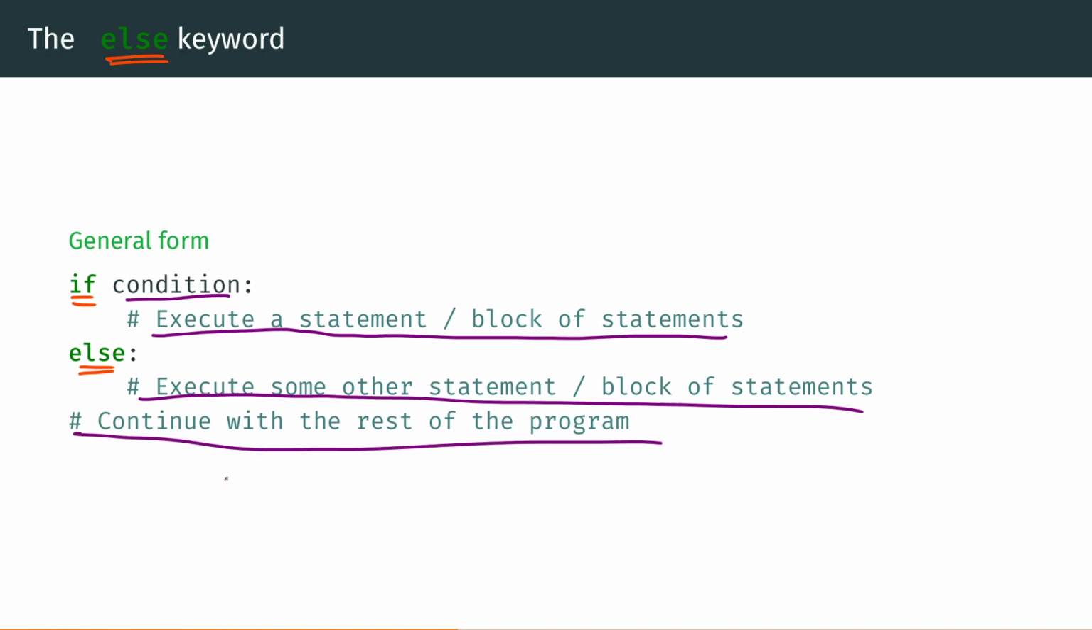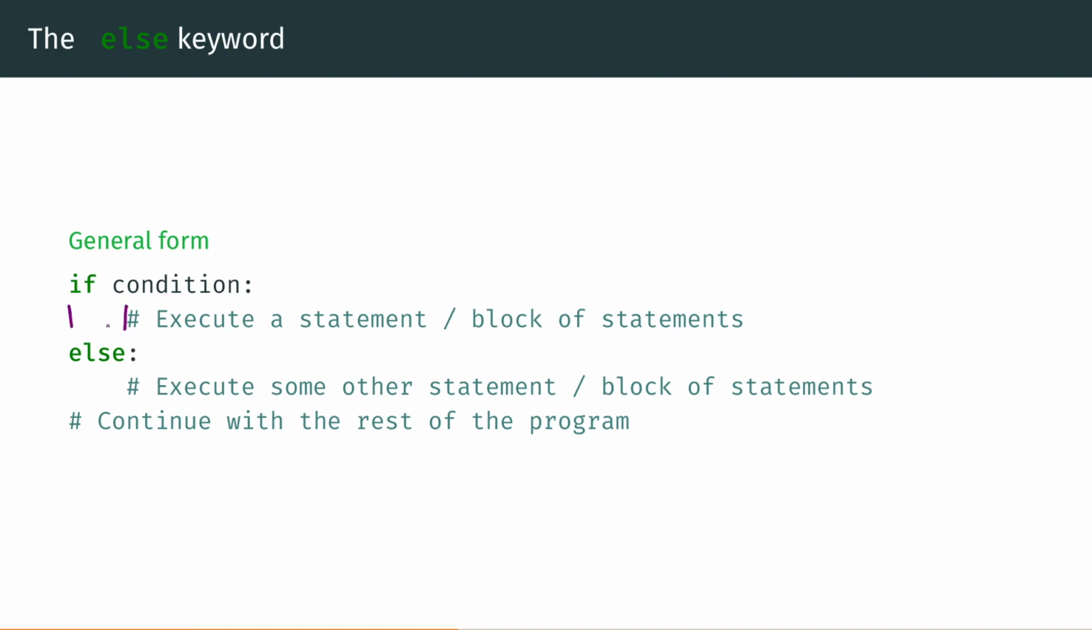Now, again, remember that these need to be indented, right? So let me clear this. You see, there is an indentation. There is a tab or a space. There is an indentation here as well. Any line that is indented after the if statement is considered to be part of this if block. Similarly, any line that is indented after this else would be considered part of the else block, right? Else block.